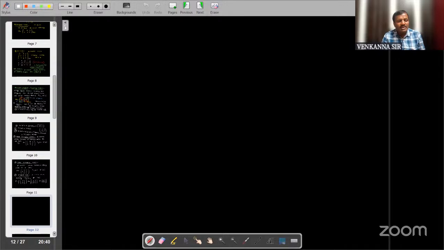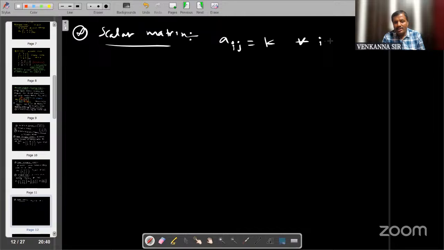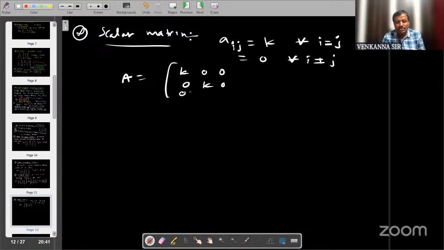Then next, scalar matrix. What is the definition of the scalar matrix? aij is equal to k for all I equal to j, and 0 for all I not equal to j. If you are taking the example here, k 0 0, 0 k 0, 0 0 k, that is a scalar matrix. K may be any value. If you put k equal to 1, what is the result we are going to get? 1 0 0, 0 1 0, 0 0 1.